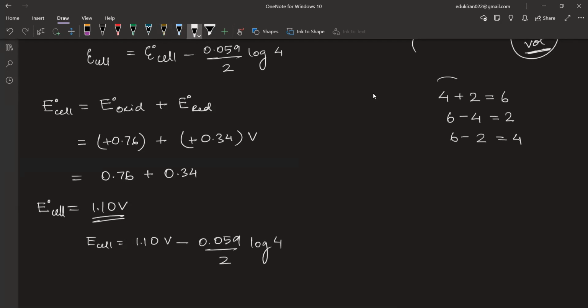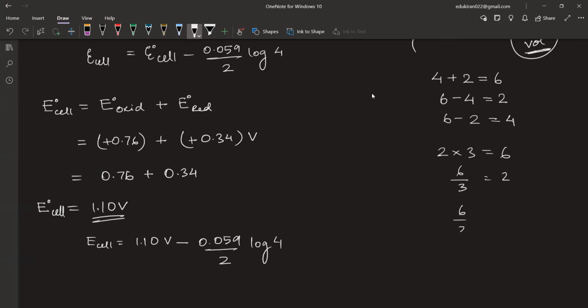So whenever an arithmetical operation is done between two different terms, you get a third term. So I have one operation and three different terms, and I should be able to write three different equations, right? Similarly, for multiplication also: 2 3s are 6. So I can write this as 6 by 3 is equal to 2 and 6 by 2 is equal to 3. All of these are the same equations, yes or no? Yes, sir.